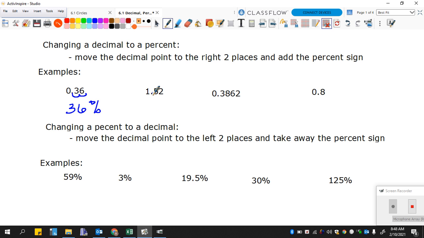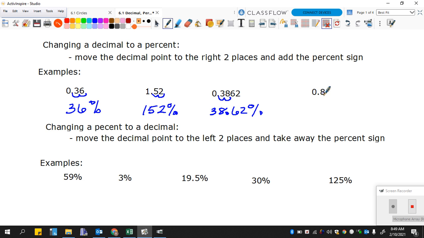1.52, move your decimal point to the right 2 times, and that turns into 152%. 0.3862, you move your decimal point to the right 2 times, and it ends up between the 8 and the 6. So that would be 38.62 or 38 and 62 hundredths percent.